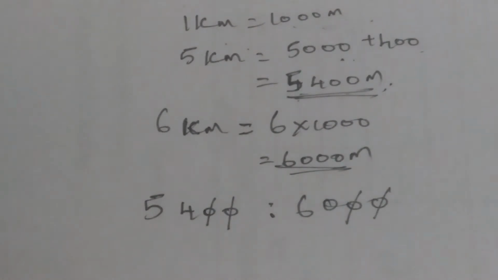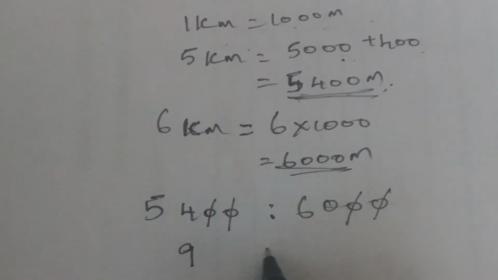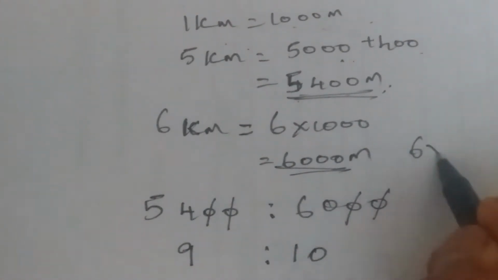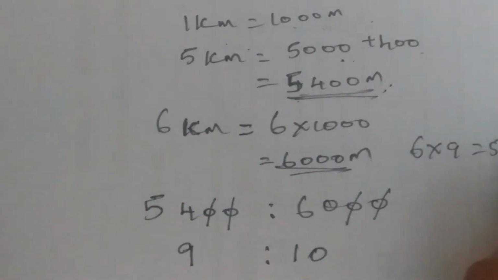Both come in which table? If you are thorough with the tables, it is easy to find. Yes, both come in 6 tables. How many times 6 goes in 54? 6 nines are 54 and 6 tens are 60. Say 6 tables. 6 nines are 54. So this 9 is the quotient for us. And 6 tens are 60.